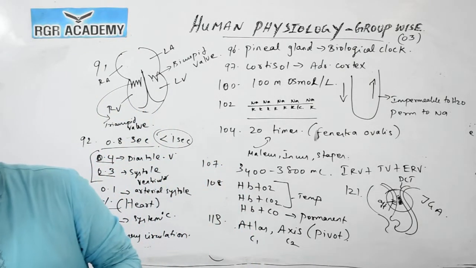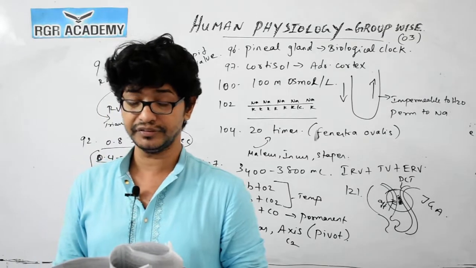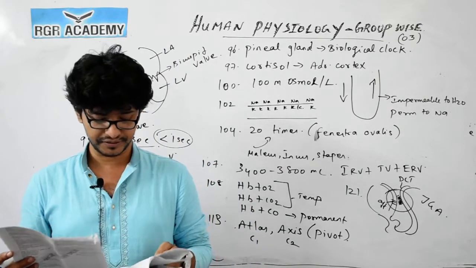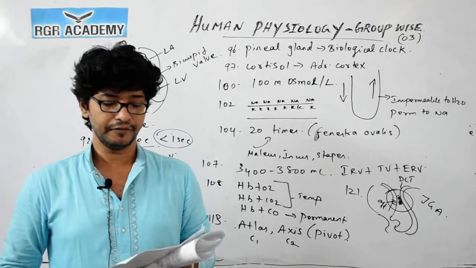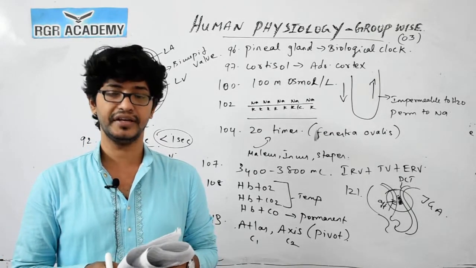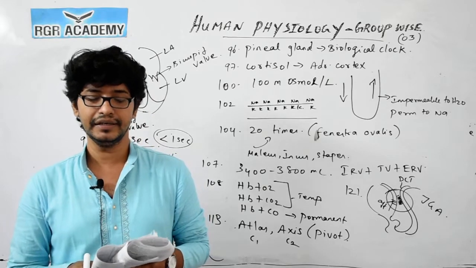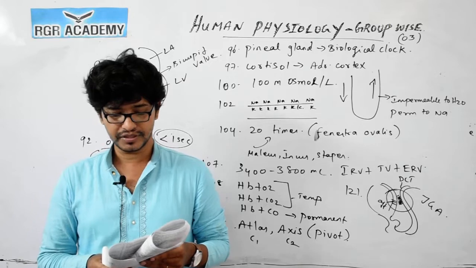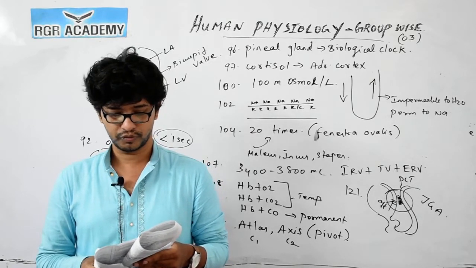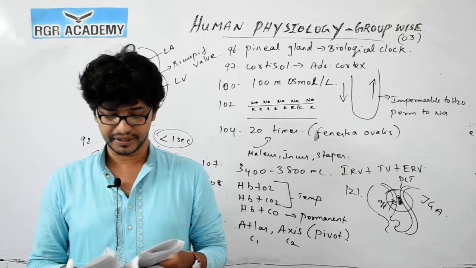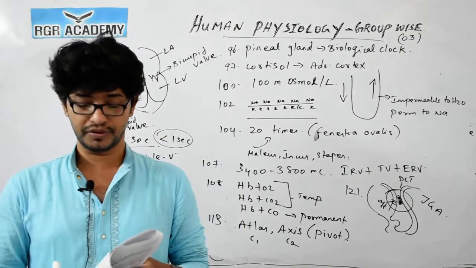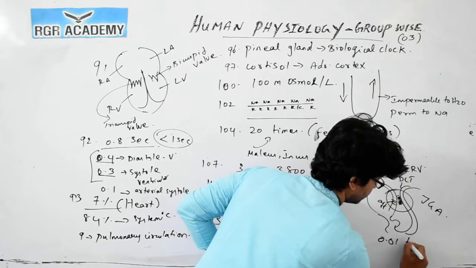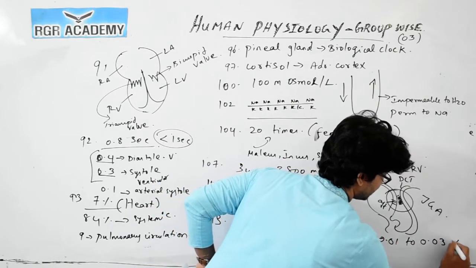Uremia is indicated when the blood urea concentration goes above 0.05%. It should not go beyond that. If it goes beyond 0.05%, then it is uremia, where you can see excess urea in the blood. So for this, the correct option is 1. For 123, 1 is the correct answer, because the normal value of urea in blood is 0.01 to 0.03%.